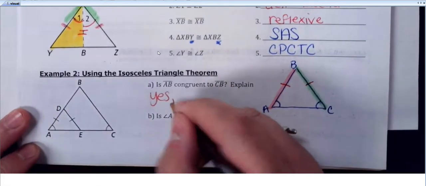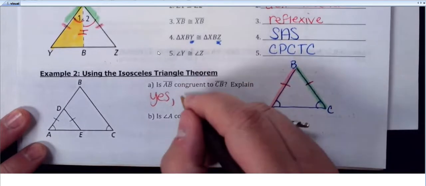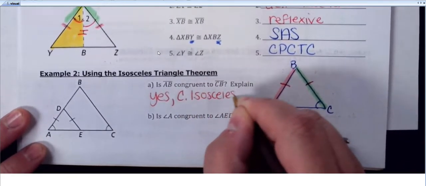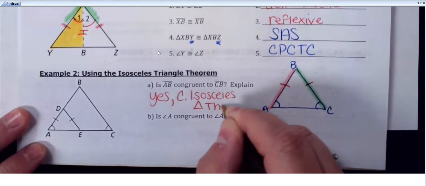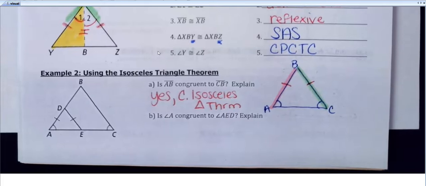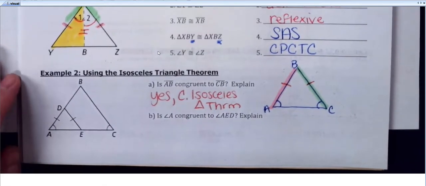Now, the technical answer to this: I have the two angles, so I can have the two sides. That's the converse to the isosceles triangle theorem, if I needed to defend that. If you just wrote isosceles triangle theorem, I would be totally fine with that. You can abbreviate all you want.